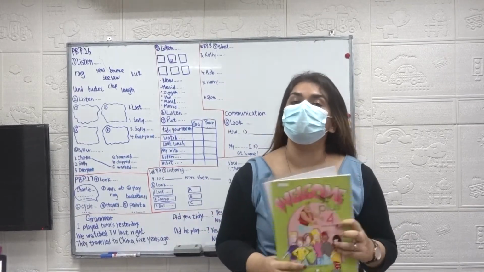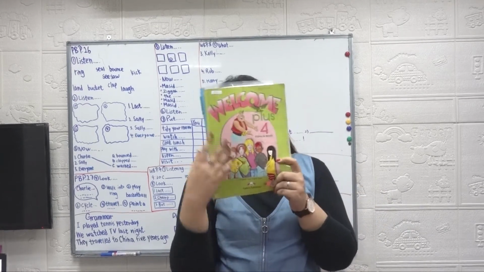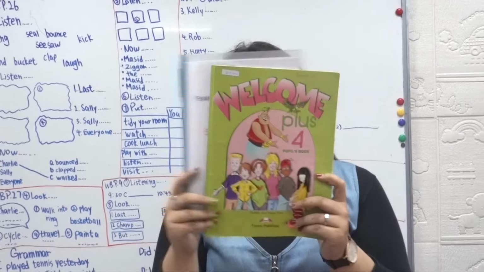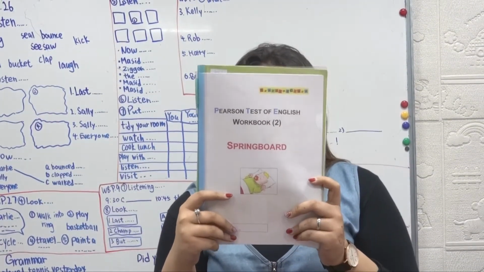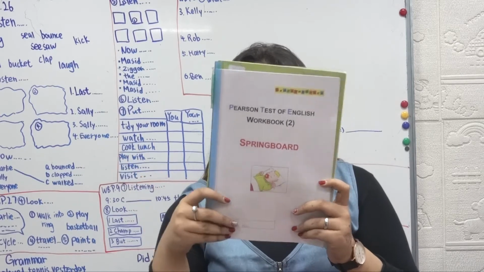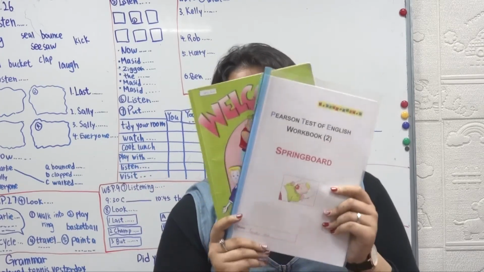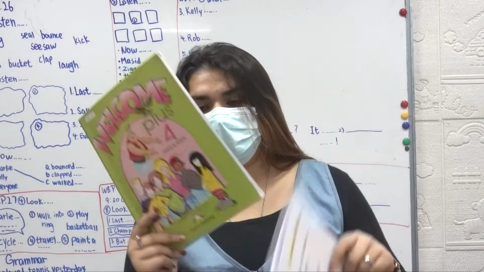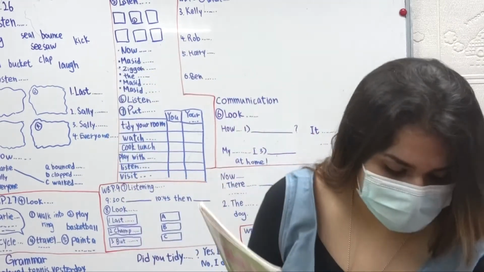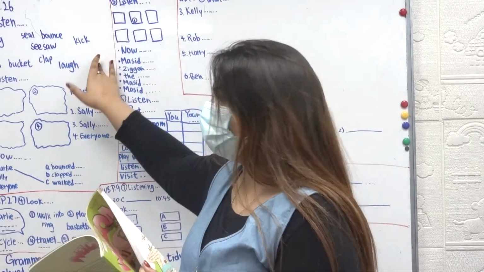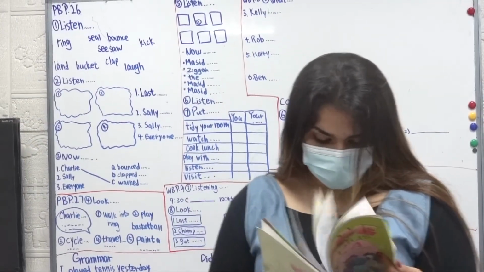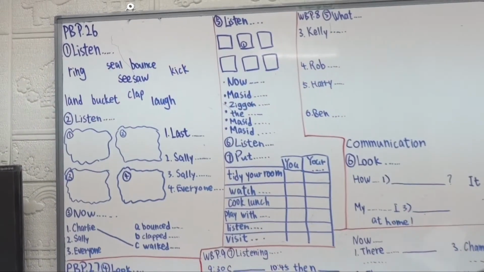Please take out your Springboard pupil book. Alright, looks like this, right? The green one, and also your workbook number 2, because we are going to use both of the books today. So remember to take out the correct book. Now we are going to start with the pupil book first, of course. So please turn to page number 26. Page 26.